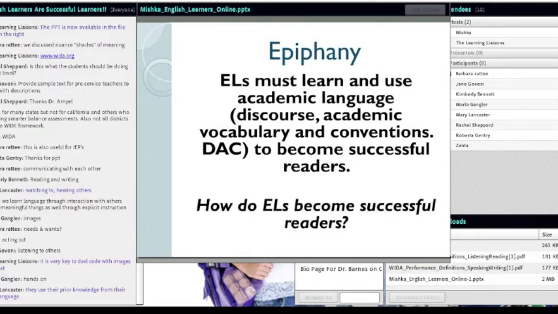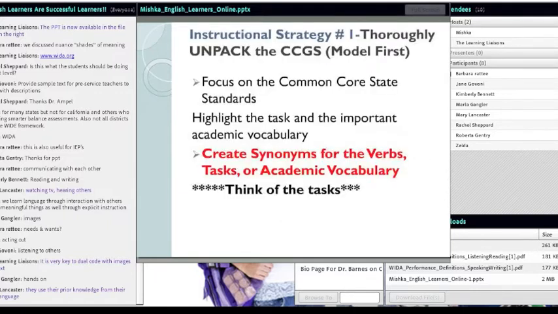ELs must learn and use academic language to become successful readers. So we're going to learn these strategies now to help ELs. The first strategy that we use is we have to unpack standards. And I know we have the Common Core, and I know this is redundant. We've heard this over and over, but there is some truth to this. You have to unpack those standards, and you have to teach them the key vocabulary in the standards.